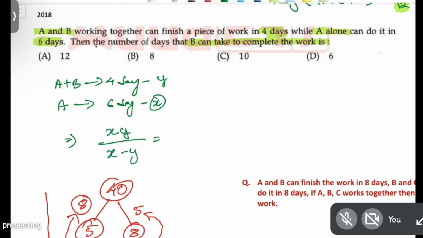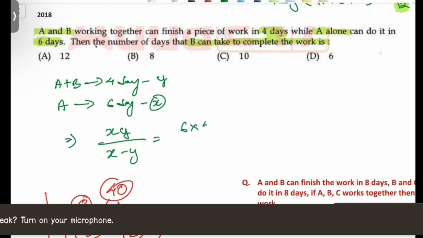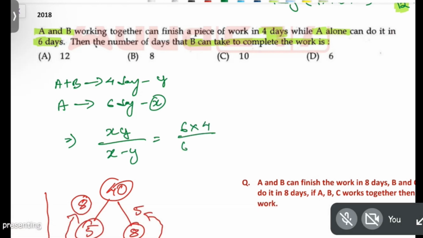So what is X here? X is 6. What is Y here? Y is 4, and divided by 6 minus 4, which is 6 into 4 divided by 6 minus 4 is 2. 2 2s are 4, 6 2s are 12. So which is nothing but 12 days. So that was the question asked.